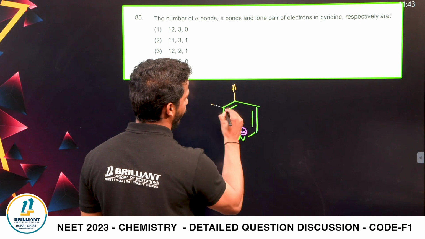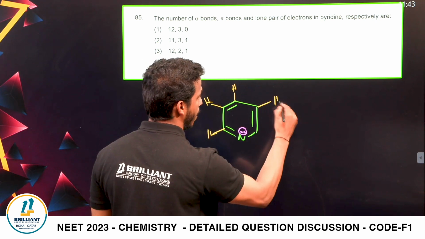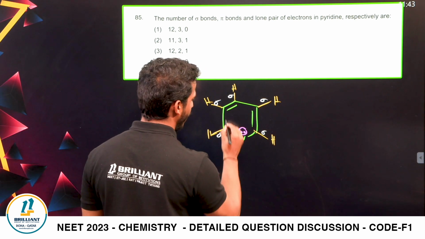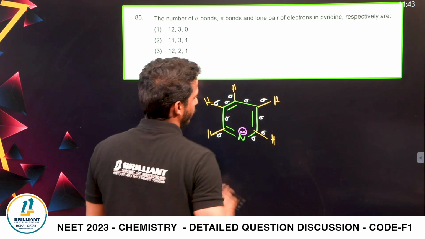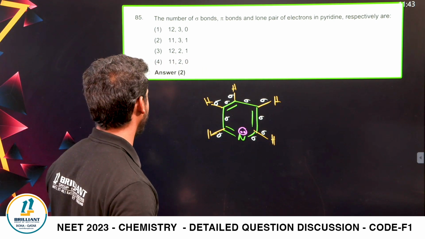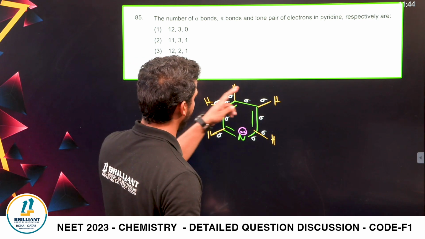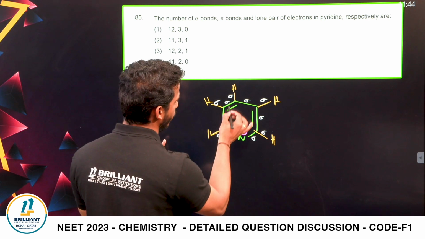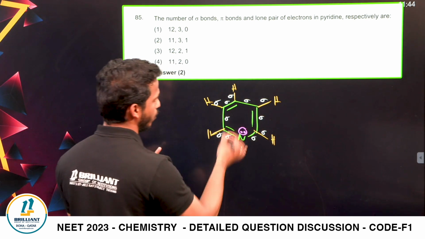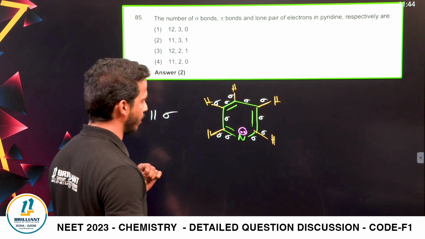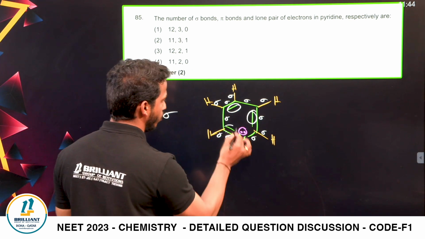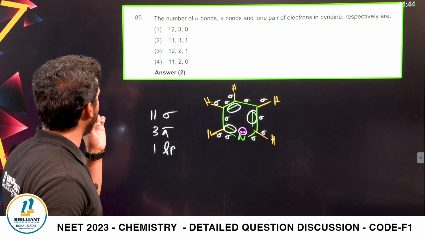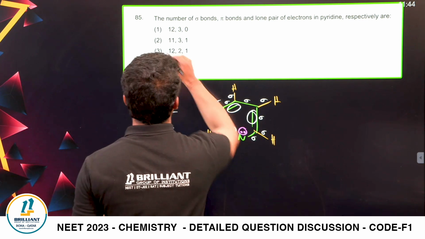What about the sigma bonds? If you want to calculate the sigma bonds and pi bonds, it's compulsory to take each and every bond. So this is 1, 2, 3, 4, 5, 6, 7, 8, 9, 10. Right? Any bonds left in this one? 1, 2, 3, 4, 5 from the hydrogen. So 5 sigma bonds, then 1, 2, 3, 4, 5, 6. So 6 plus 5, 11 sigma bonds are there. How many pi bonds here? 1, 2, 3. 3 pi bonds and 1 lone pair is present, right? So 11, 3, 1. Option number 2 is the correct answer.